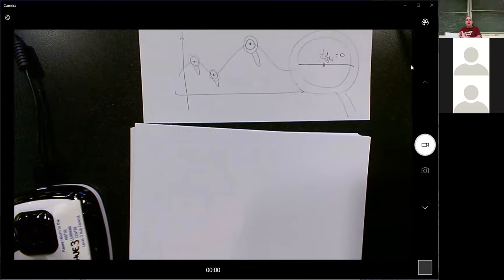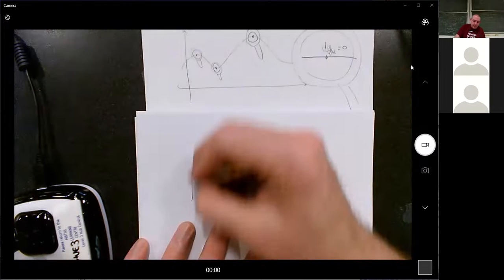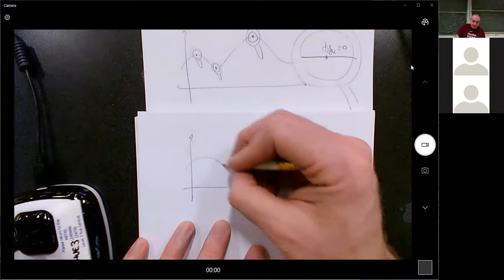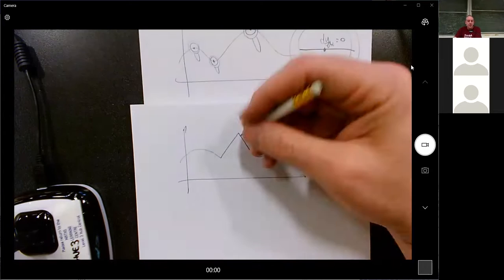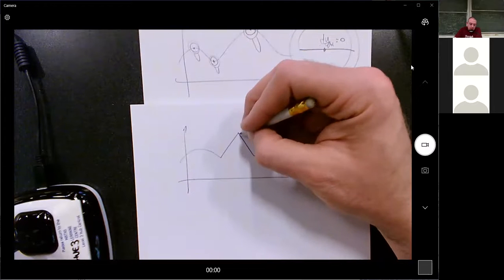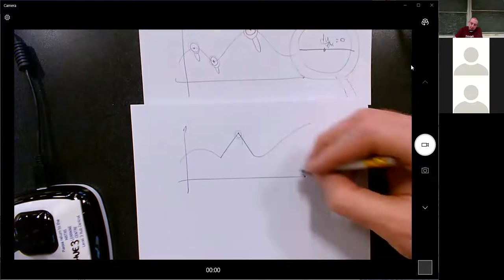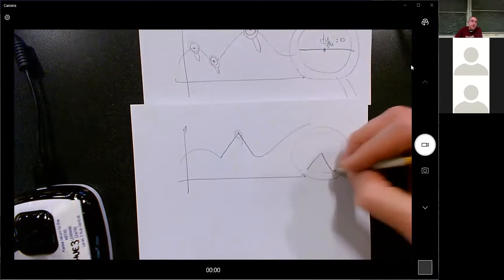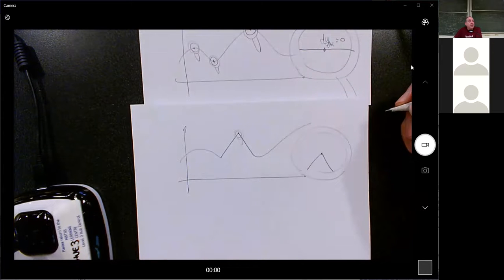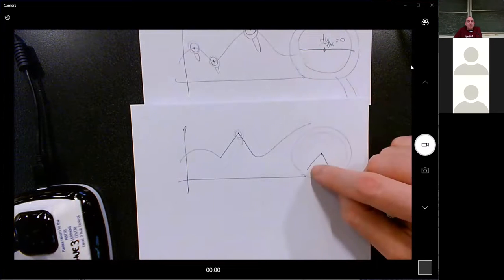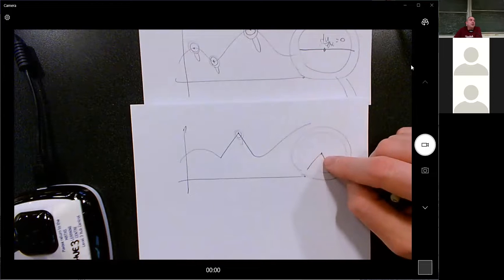So some functions, though, are like this, and they have sharp kinks in them, and no matter how close to this I am, that kink will always be there. And this is a place where the derivative doesn't exist, because no matter how close I am, the slope on one side is different to the slope on the other side.